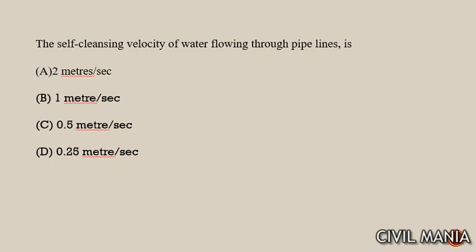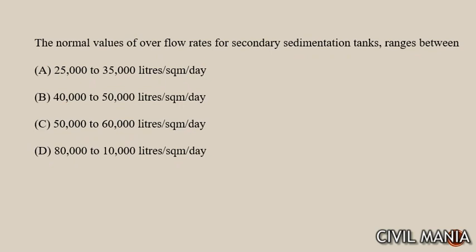self-cleaning velocity is 2 meter per second. Next question है, the normal value of overflow rate for secondary sedimentation, not for primary. Secondary के लिए पूछ रहा है, the value will be 25,000 to 35,000 liters per meter square per day.